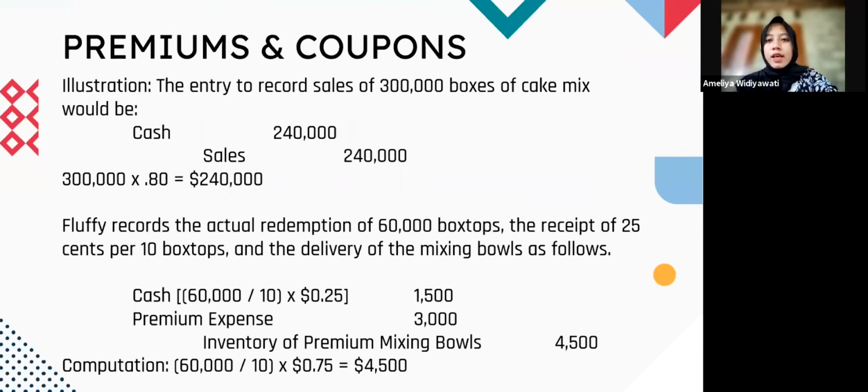And then illustration, the entry to record sales of 300,000 boxes of cake mix will be cash in debit 240,000, and then sales in credit 40,000. This number is obtained from 300,000 times 0.8.